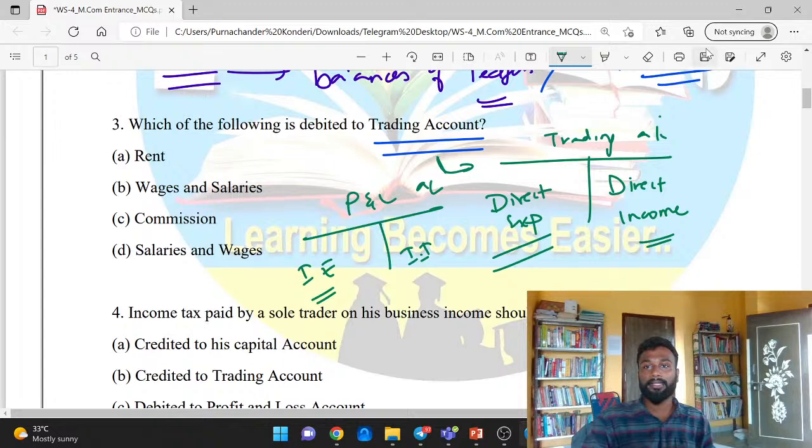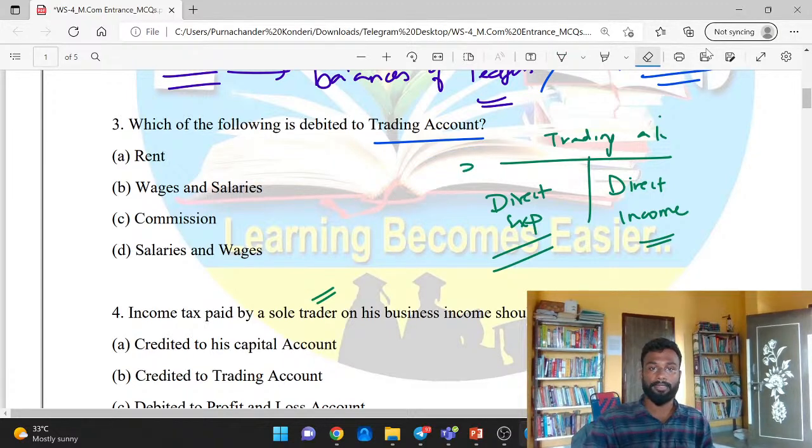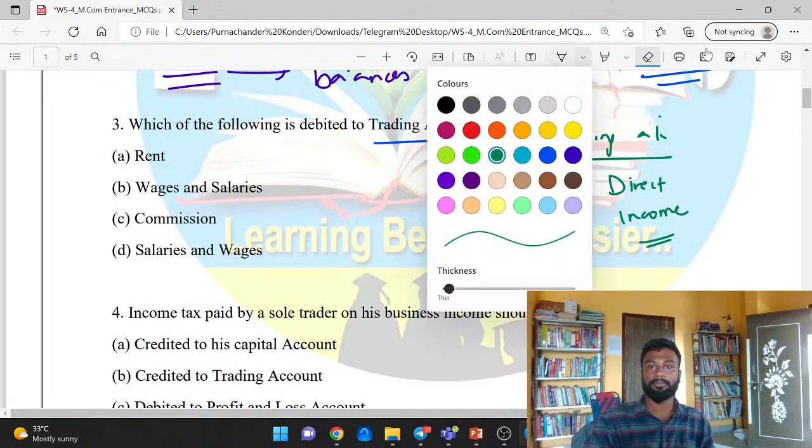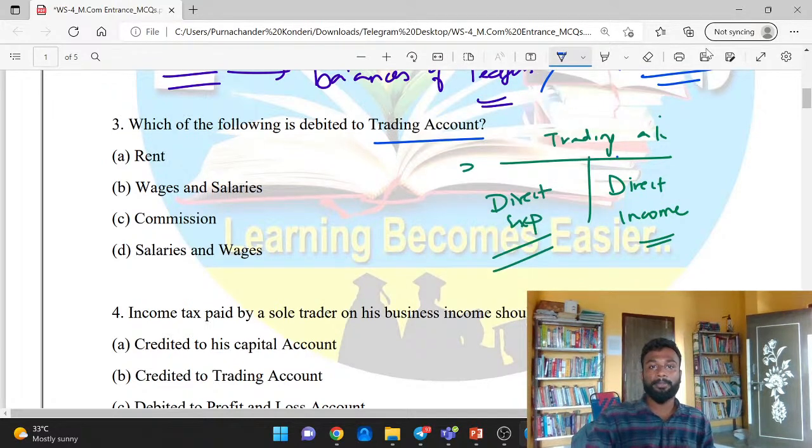So what it is asking is, which of the following is debited to trading account? Trading account means we should remember direct expense. So which of the following are the direct expenses? Rent is not a direct expense, it is indirect expense. They gave wages and salaries, commission, salaries and wages.